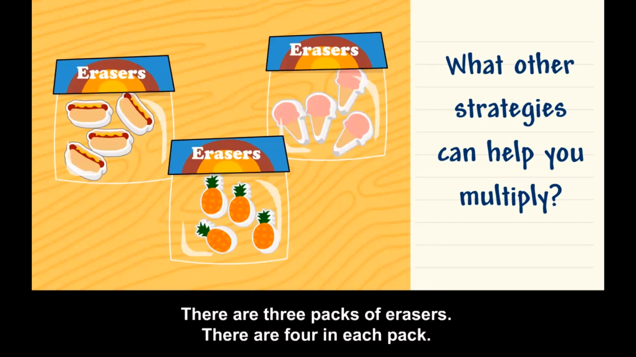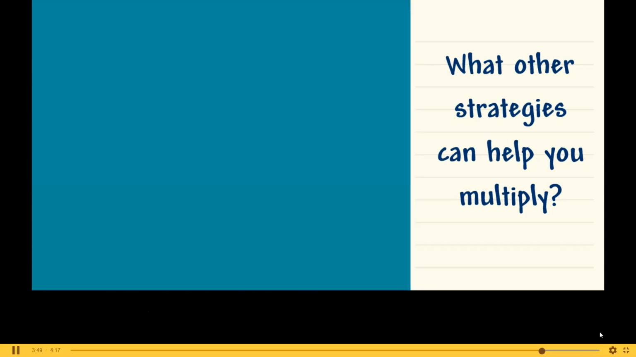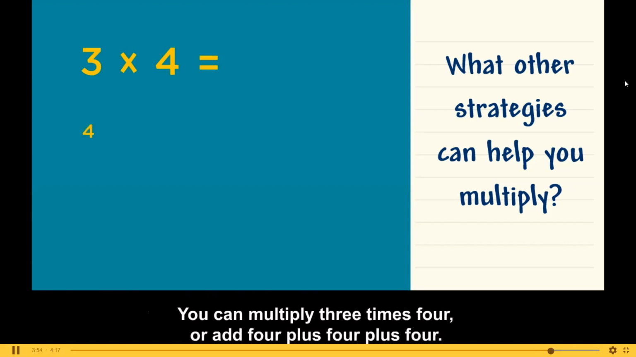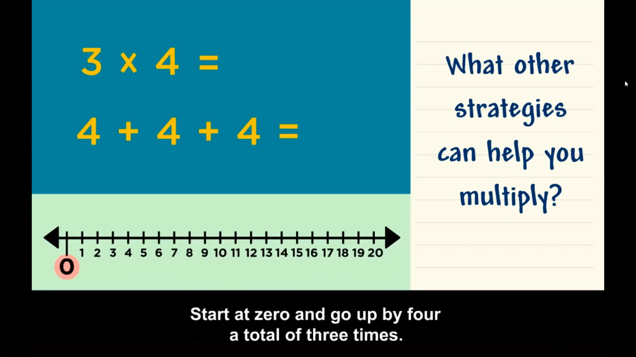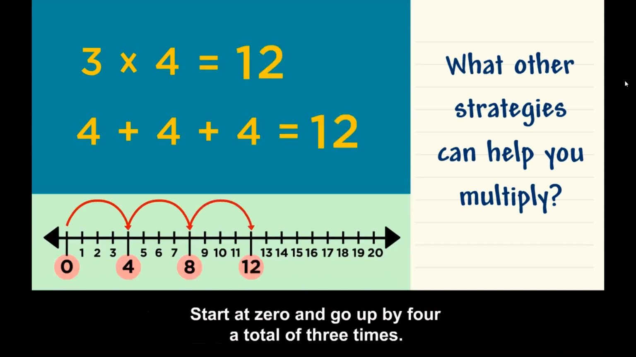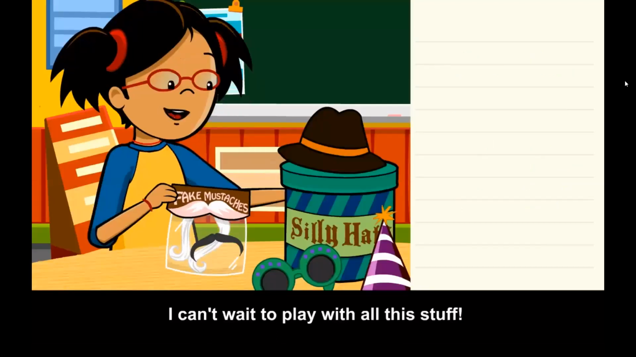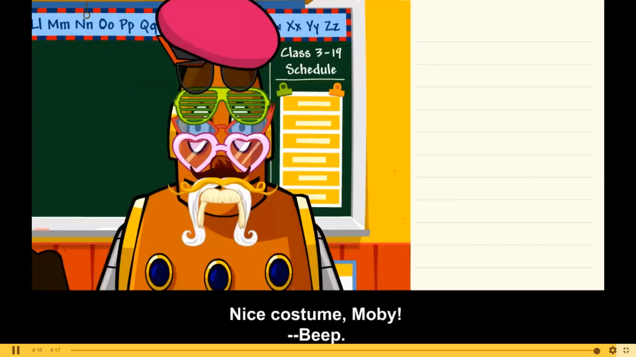There are 3 packs of erasers. There are 4 in each pack. How many erasers are there in all? You can multiply 3 times 4 or add 4 plus 4 plus 4. You can use a number line to solve. Start at 0 and go up by 4 a total of 3 times. We have 12 erasers in all. I can't wait to play with all this stuff. Nice costume, Moby.